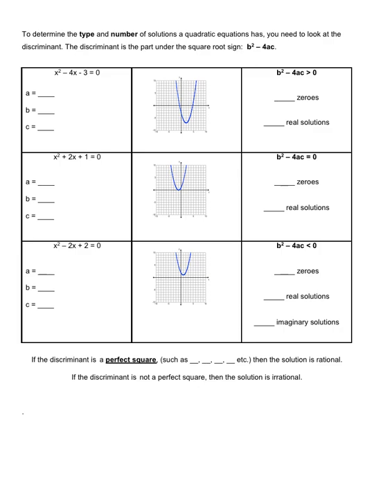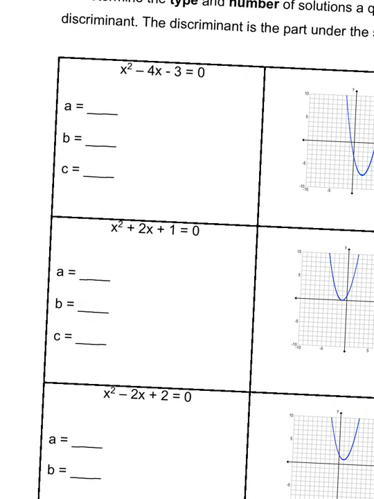Okay, moving on to the next page. We're going to continue talking about the discriminant, and we're going to graphically look at the type and the number of the solutions based off of the discriminant. So here for the first one, I'm just going to classify the different values. My A value is 1. Remember, it's not written, but it's still there. My B value is negative 4, and my C value is negative 3.